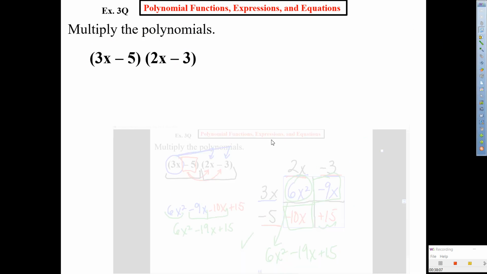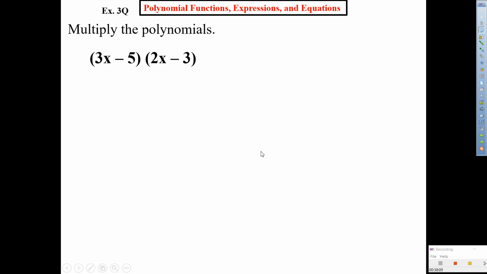All right. Copy that one. Example 3 super Q. 2y minus 3 times 3y plus 7. Do that one both ways. Distributive property and area model. Both. Copy and go.